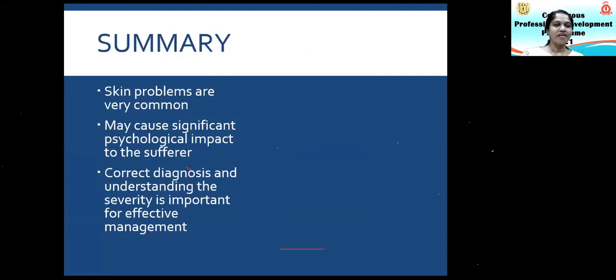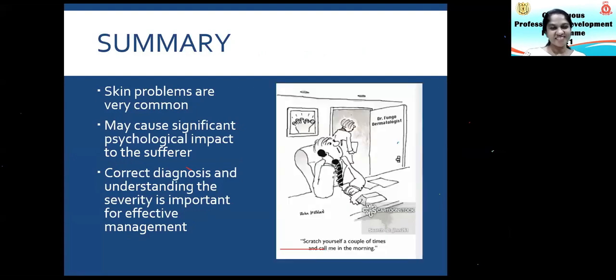So in summary, I think skin problems are very common, and they can cause significant psychological impact to the sufferer. Correct diagnosis and understanding the severity is important for effective management. And unlike in other conditions, you have all the time to use yourself to refer, and may even diagnose later. Thank you.